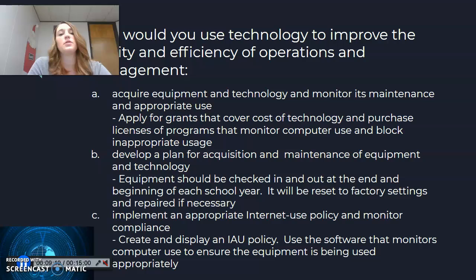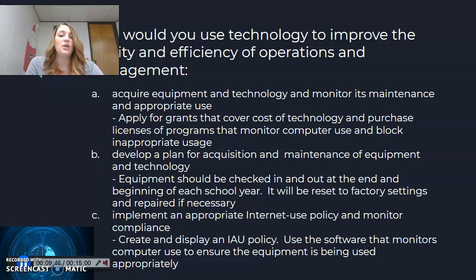And then make sure you purchase the proper number of licenses you need and a monitoring system so that you can see what is going on and you can block inappropriate usage. Develop a plan for acquisition and maintenance of the equipment. I believe that any kind of equipment that is checked out to students should also be checked in. It shouldn't go home with students over the summer.